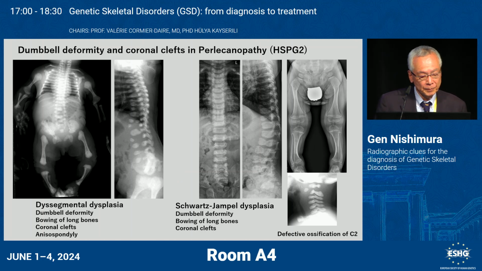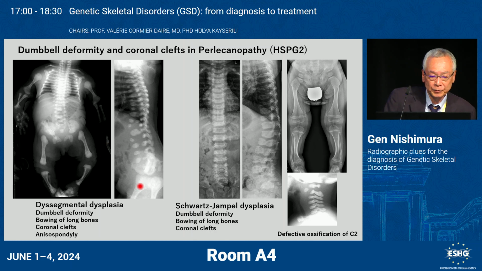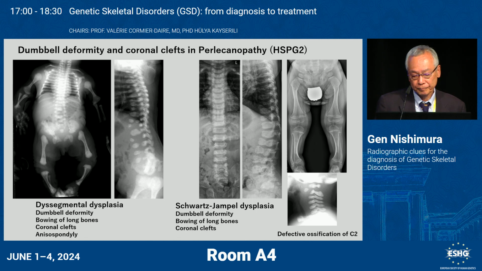In dyssegmental dysplasia, the coronal cleft is very severe, and you can see variable size of the vertebral bodies. That is why this disorder is termed dyssegmental, multisegmental dysplasia. In Schwartz-Jampel dysplasia, you can see hypoplastic ossification of C2. Personally, I think this finding is important to make a diagnosis of this entity.